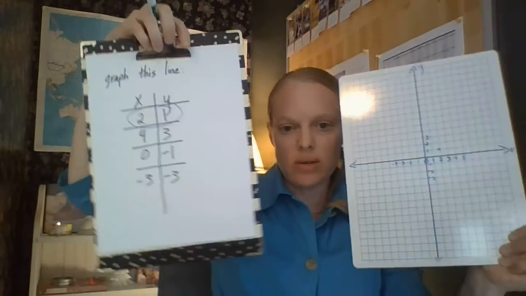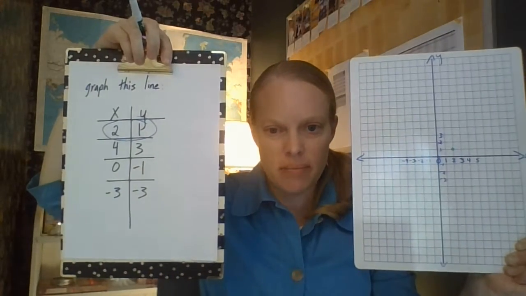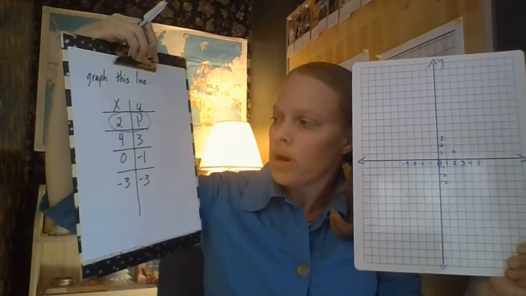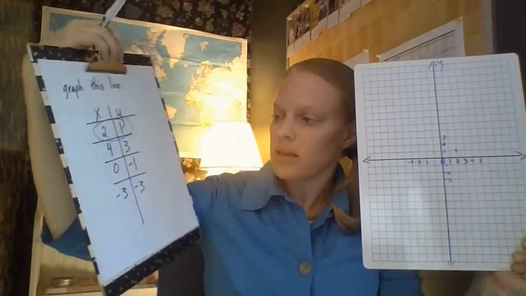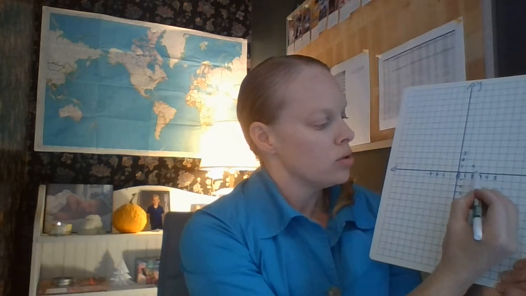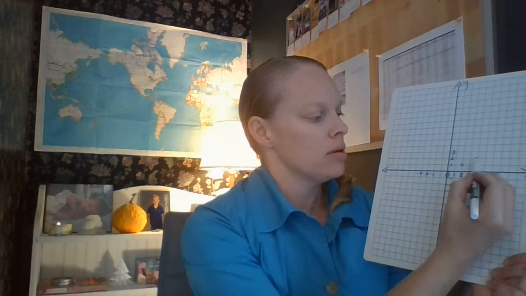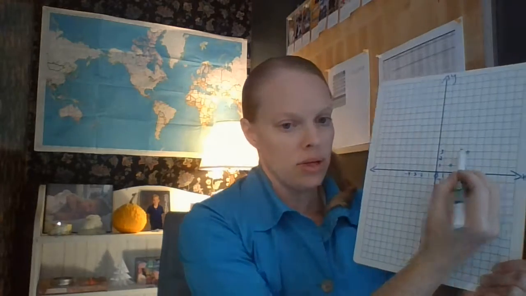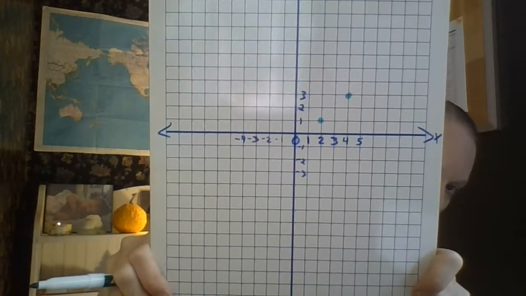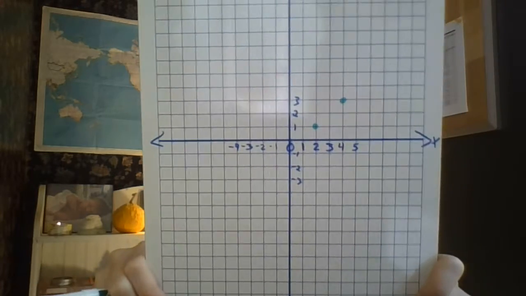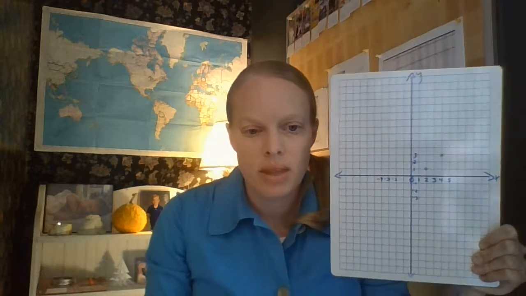Now we're going to do the next one. Remember what we had here? Okay, we have 4, 3. So x is 4, y is 3. So we're going to go over 4, 1, 2, 3, 4, and up 3. 1, 2, 3. So I went over 4, got it, okay, and up 3. Okay, so now we have 2 points.